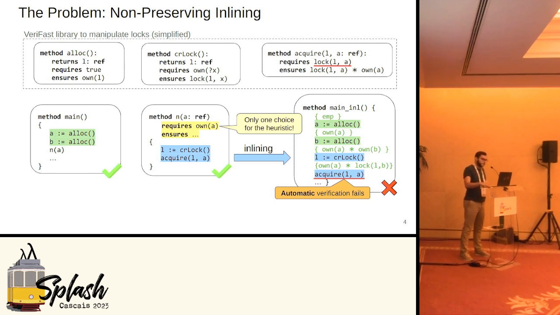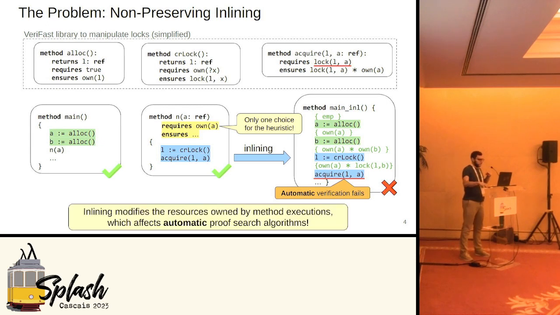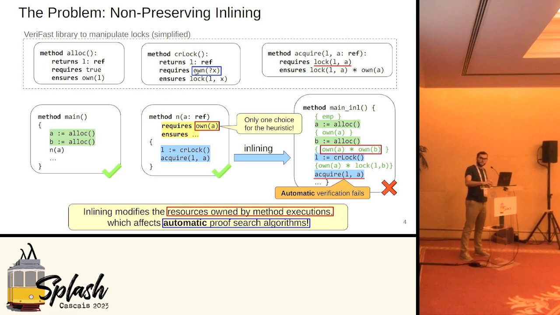This is because with annotations we can restrain the choices that are made by the heuristic, whereas in the inlined context, here we have more. So to summarize this key problem here, inlining modifies the resources that are owned by method execution. Because of our annotation in the original program, we just have own of A. In the inlined program, we have more. And this affects automatic proof search algorithms. So in particular, here it affects the heuristics. How do we resolve this existential?